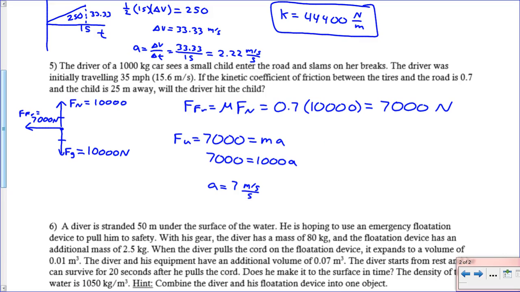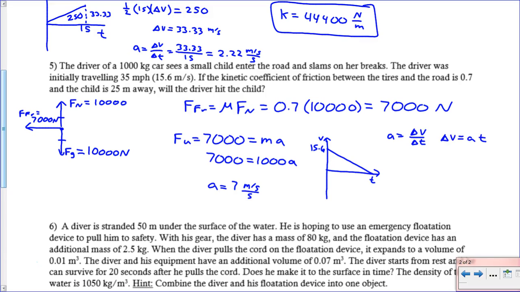Now we can make a velocity versus time graph. And as I said, I'm just going to calculate how long it would take this woman to stop. So she's going from 15.6 meters per second on our velocity versus time graph down to 0. I know the acceleration here. So acceleration we know is change in velocity over change in time, or you can simplify that to say change in velocity equals acceleration times time.